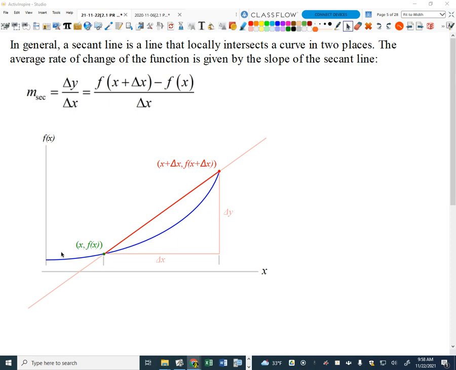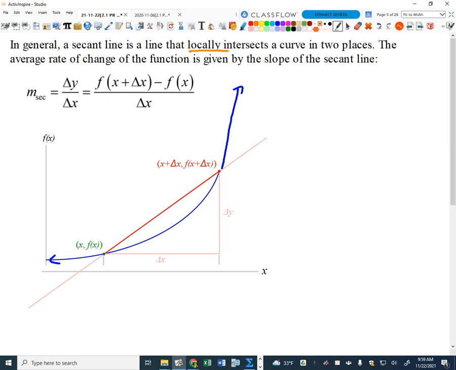So I've got this blue function, call it f of x, that continues along, and there's no reason it doesn't. And we've got this red secant line that intersects the blue curve in these two places. Now, why do we say locally there? Because when we say locally in math, we mean where we're interested.